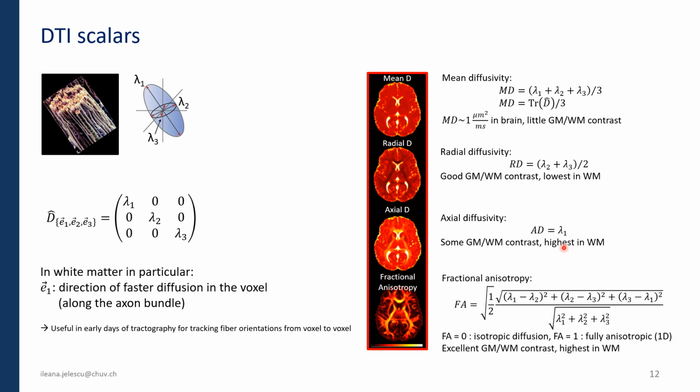Finally, we can derive fractional anisotropy, which is a measure of the variance between the eigenvalues, and this can go from 0, that defines perfectly isotropic diffusion, so the ADC would be the same in any direction of space, to an FA of 1, which would define a fully anisotropic case, where diffusion, for example, would be unidimensional along a single direction, and the other directions having a 0 diffusivity. This FA, of course, gives us excellent gray to white matter contrast, and FA, as you know, is extremely high in white matter.